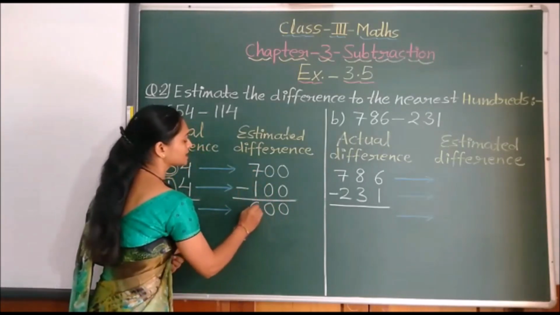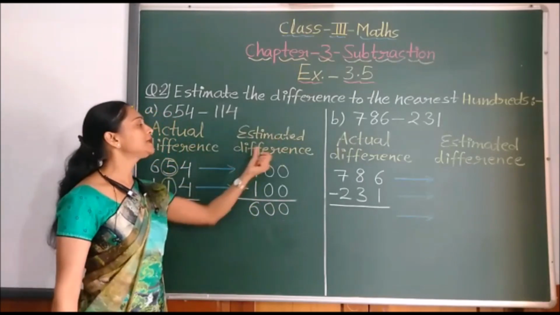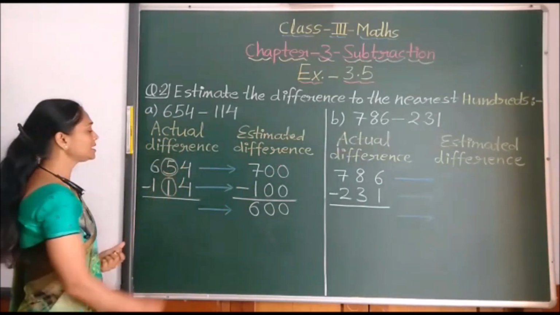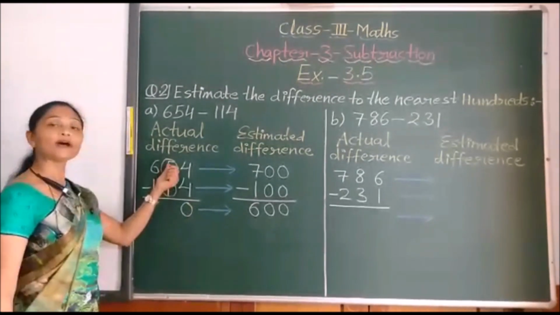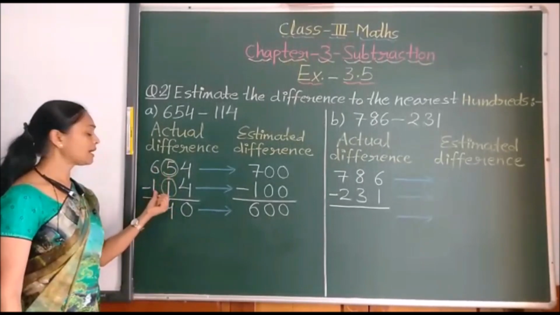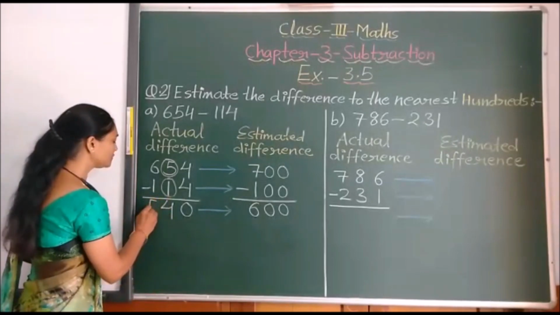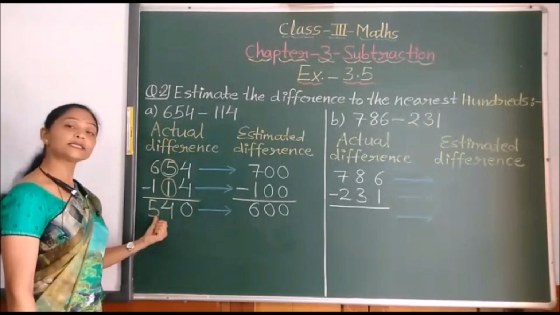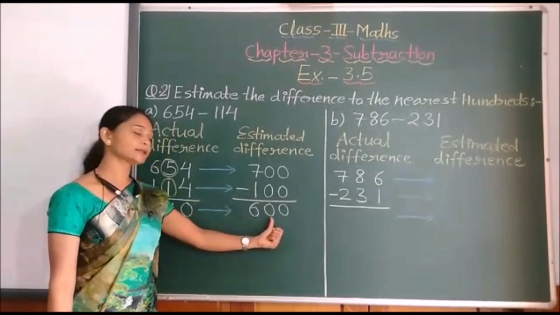It is 6. So what we got? We got 600 as the estimated difference. Now the actual difference we will see. 4 minus 4, how much? It is 0. Then 5 minus 1 it is 4, and then 6 minus 1, how much? It is 5. So we have to write here 5. So this way the actual difference is 540 and the estimated difference is 600.